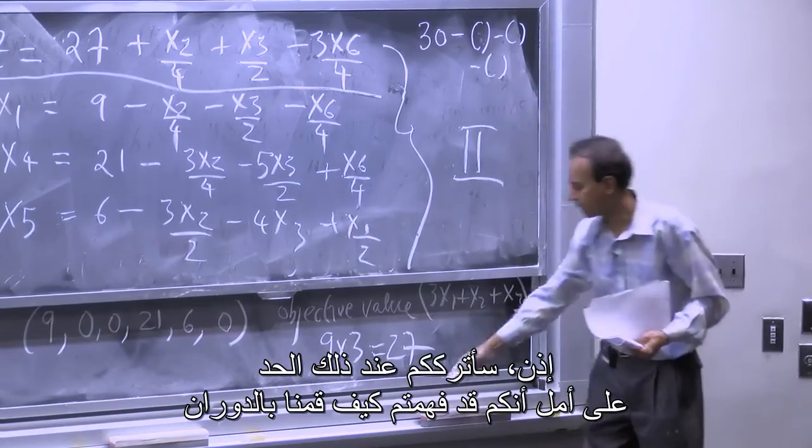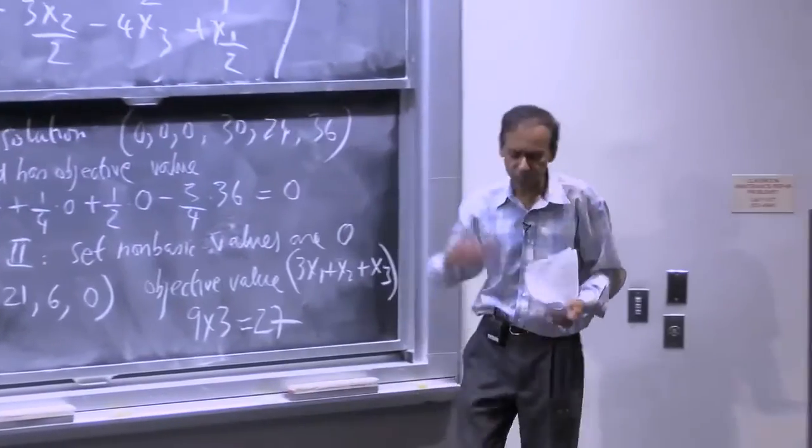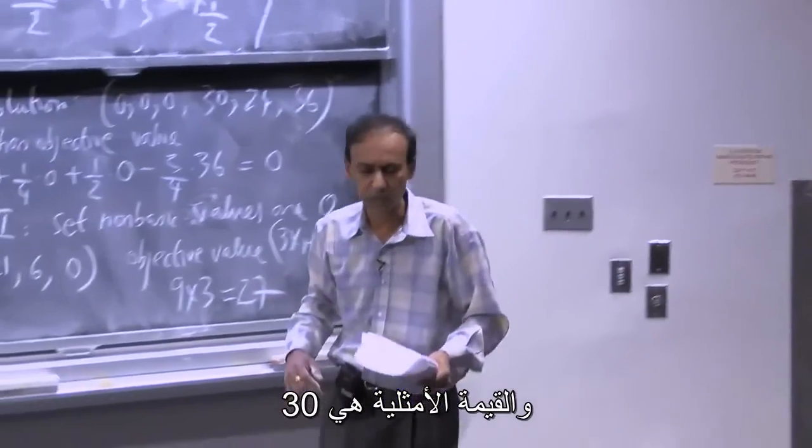So I'll just leave you with that. Hopefully you understood how we do the pivoting. Chug through it 3 times, and then you get that objective function, and the optimum value is 30.